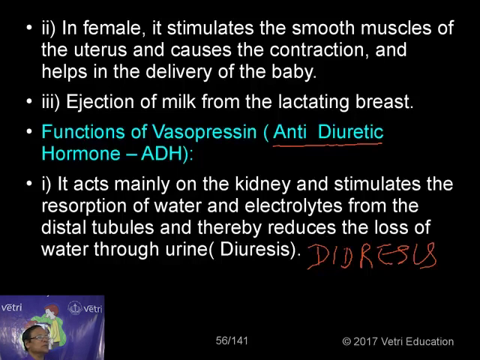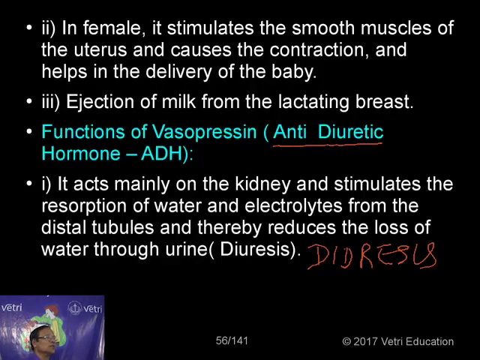Normally, it promotes the reabsorption of water mainly in the collecting tubules of the nephron. In all other parts, water is reabsorbed simply by means of the epithelial cells, but only in the collecting tubule of the nephron, the water reabsorption is brought about mainly by this hormone.